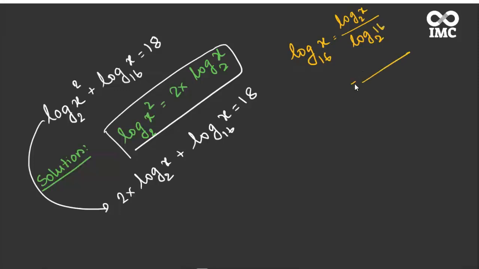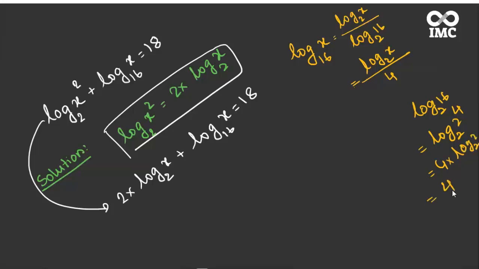Here log base 2 of x is our numerator, and instead of log base 2 of 16 we can write 4. Why? Because log base 2 of 16 equals log base 2 of 2 to the power 4. So by using the log power rule we can say 4 multiplied by log base 2 of 2. So the answer will be 4.